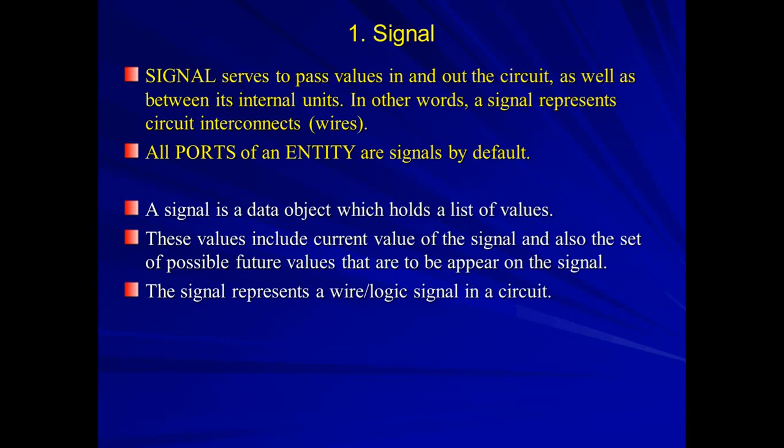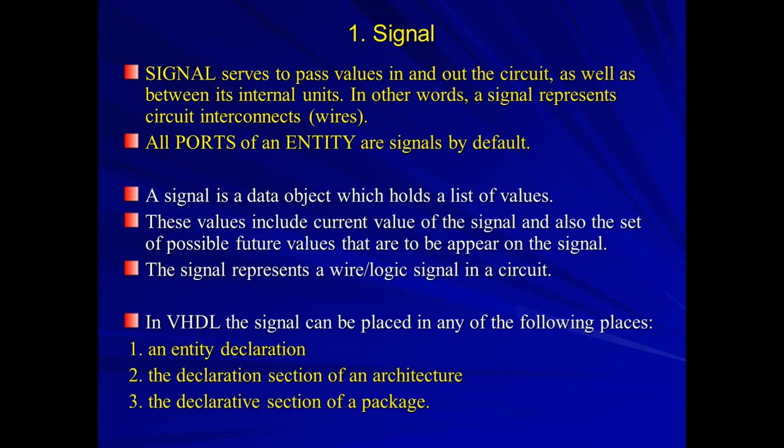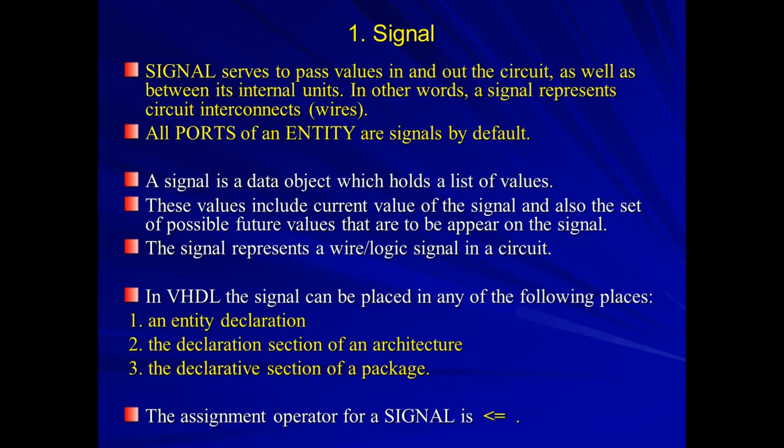As we are talking about the electronic circuit, a signal plays the important role of a wire. In VHDL, a signal can be placed in any of the following places. We can declare the signal inside the entity, or in the declaration section of an architecture, and we can declare the signal in the declarative section of a package. Entity, architecture and package consist of signals.